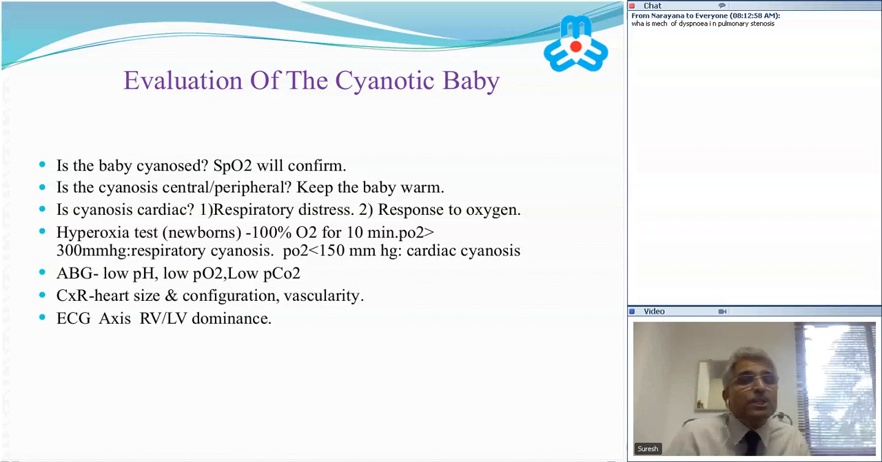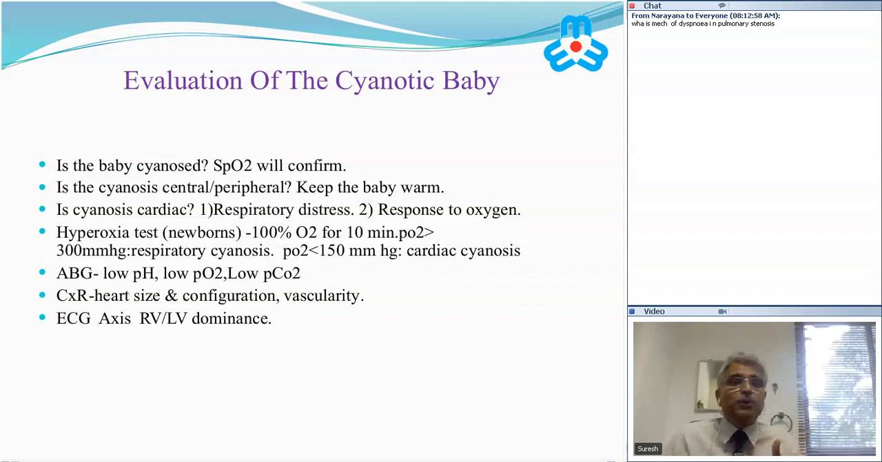In the absence of a respiratory reason, if you check the arterial blood gases in a baby with cyanosis, for example, cyanotic pulmonary atresia, you will find that the PO2 is low, that the pH is low, and the PCO2 is low also. pH and PO2 for obvious reasons, and PCO2 because the alveolar capillary membrane is normal, the baby is tachypneic, so the baby would wash out carbon dioxide. So that is the expected arterial blood gas in a pathology type.